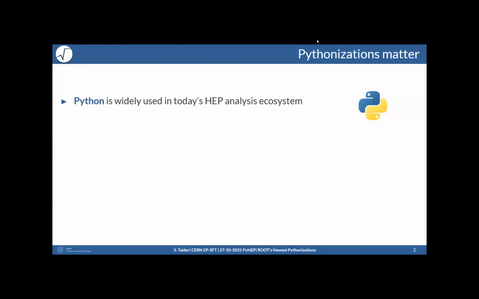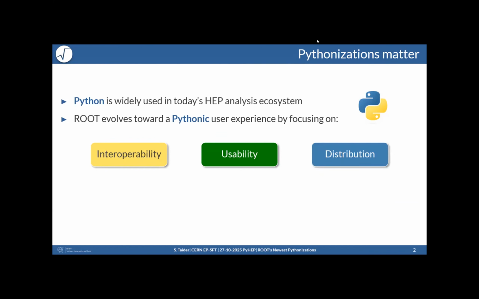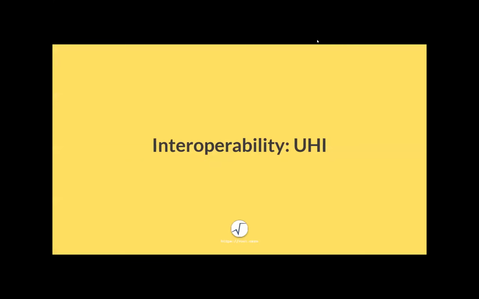So today, Python is widely used in high-energy physics analysis workflows. And as the scientific Python ecosystem evolves, ROOT also evolves towards a Pythonic user experience to align more with the community's needs and expectations. And we do that by focusing on three main aspects: interoperability and integration with existing Python packages, usability through a Pythonic natural interface, and a distribution that is standardized. And in today's talk, I will be covering one example of each of these aspects, starting with interoperability.